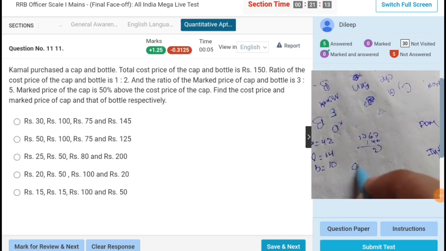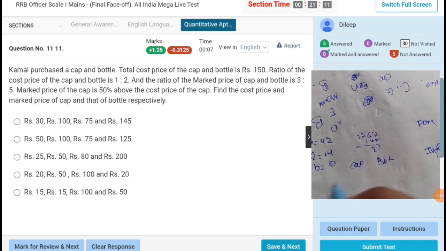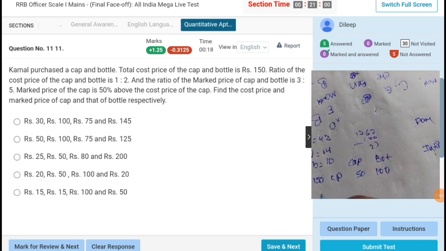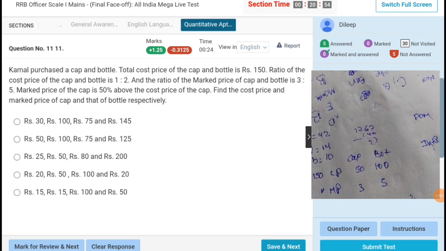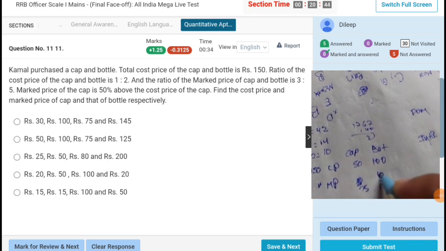1627. Kamal purchased a cap and a bottle. The cost price is 150. And 50 and 100. The market price of a cap and bottle is 35. The market price of a cap is, cost price of a cap, 25, that is 75 and 25. Okay.